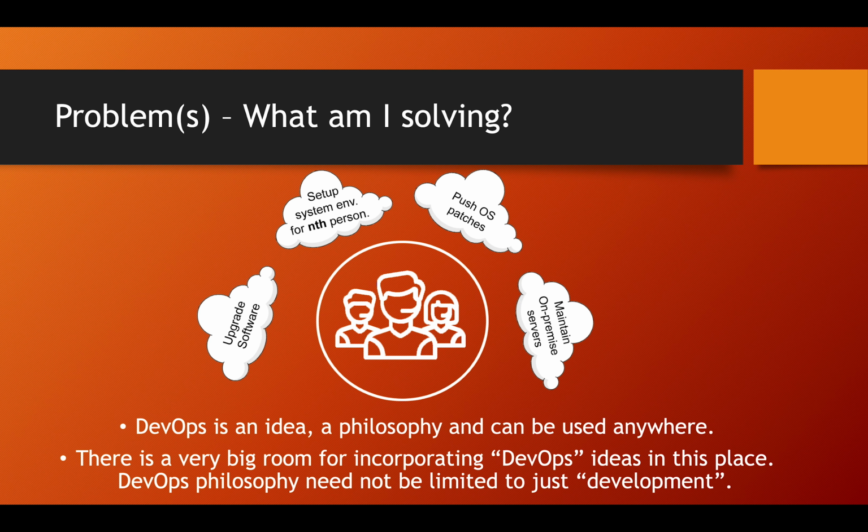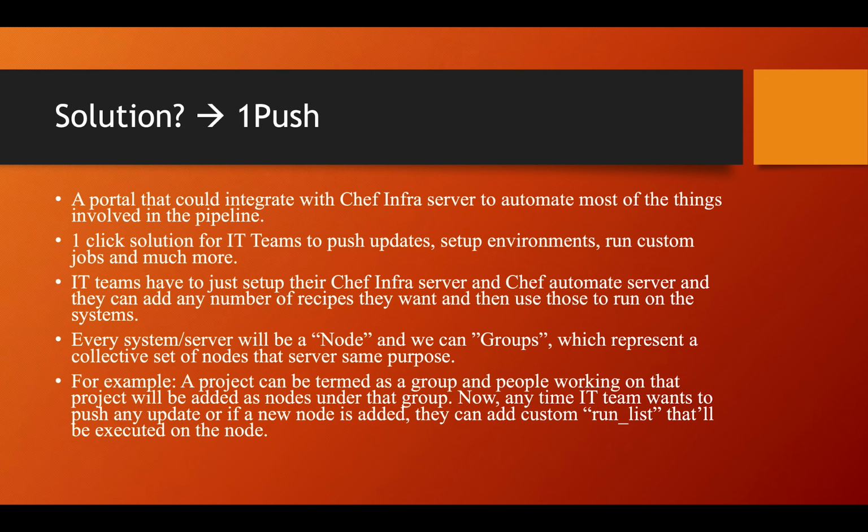There is a very big room for incorporating DevOps ideas and principles in this place, and Chef Automate and Infra Server come in very handy to tackle this particular situation. One Push is a solution in the form of a web application which lets the IT team create groups and attach nodes to these groups. Whenever they want to set up a new environment for these groups or push some updates down the line, they can just update the node's run list and push the instructions to the Chef workstation.